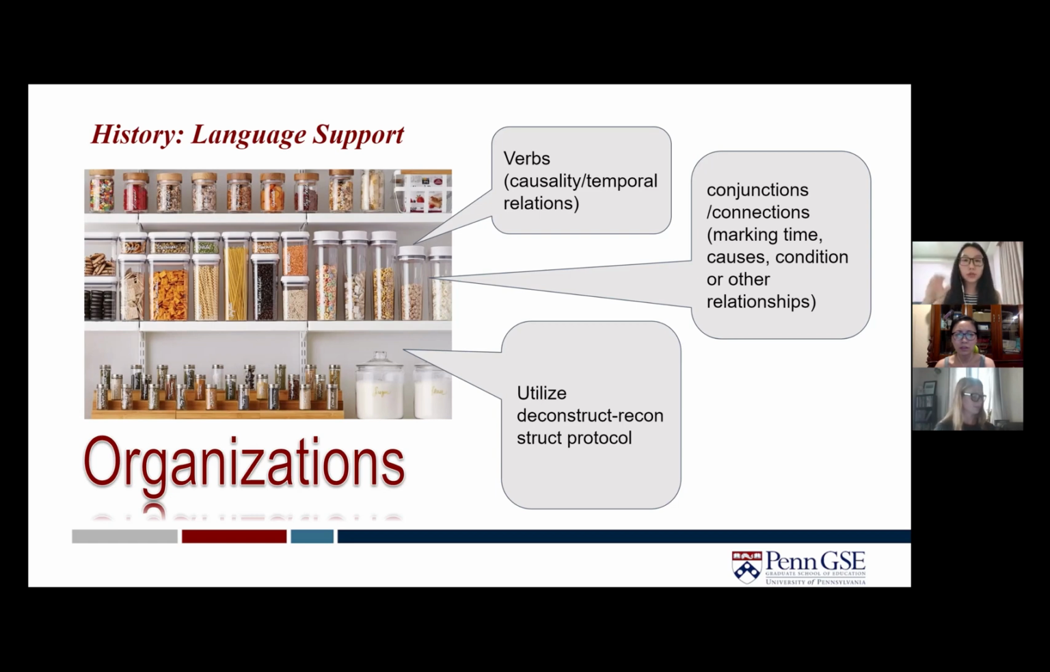We also need to help the student to identify the conjunctions and the connections. Sometimes they're marking time, causes, conditions, or other relationships. So the key here is that we can't treat every text as the same. We need to understand that historical texts have different organizations. All right. And sometimes we can utilize the deconstruct and reconstruct protocol, like help the student to deconstruct the text and put them back together to understand the relationships between each sentence and each event and each participant.